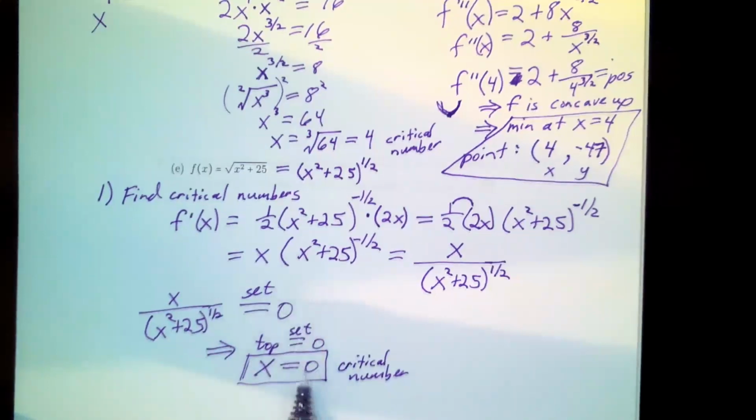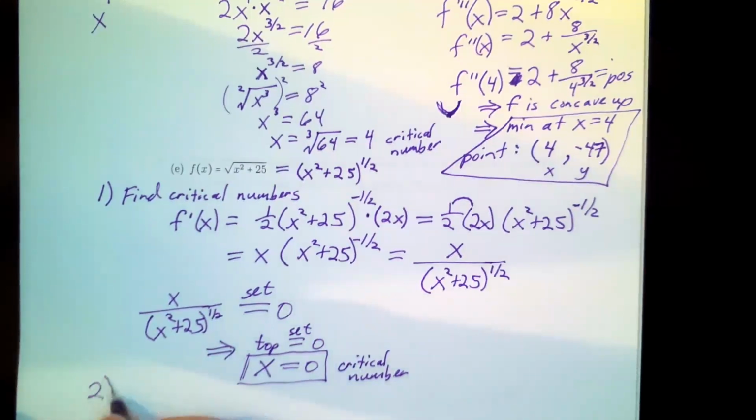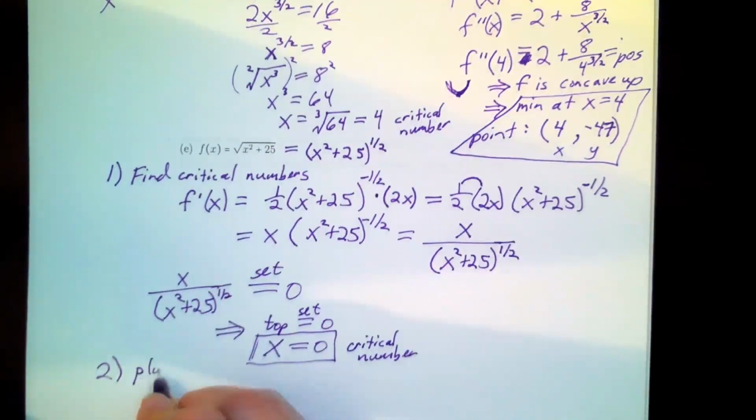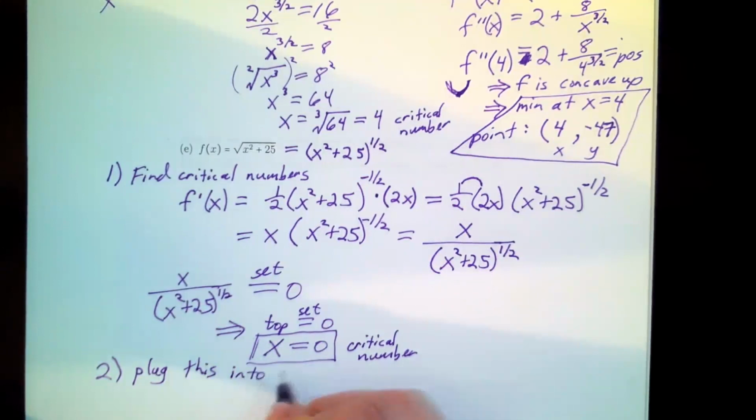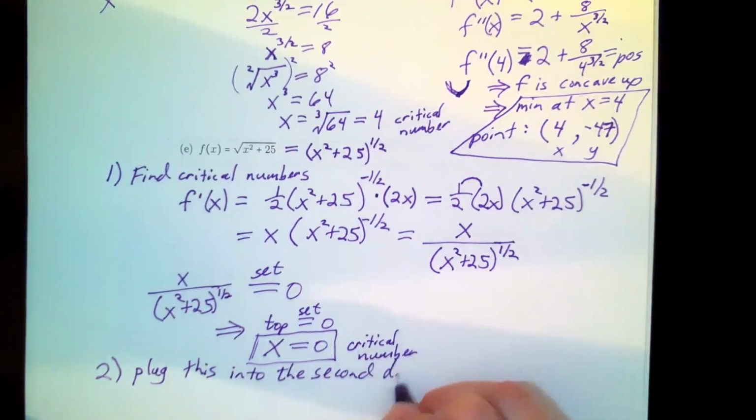We have a critical number, x equals 0. What am I supposed to do with it? I'm supposed to plug my critical number into the second derivative. That's what makes it the second derivative test. So if you don't already have the second derivative, you need to find it.